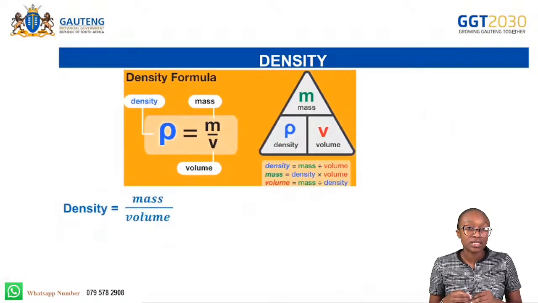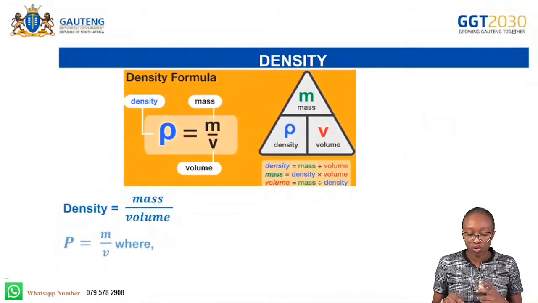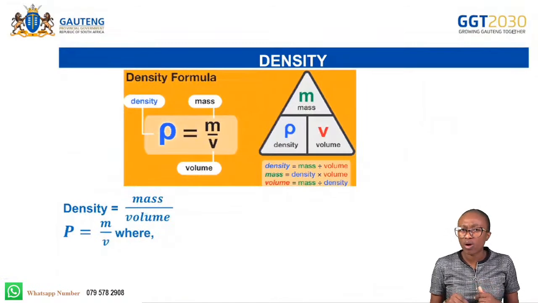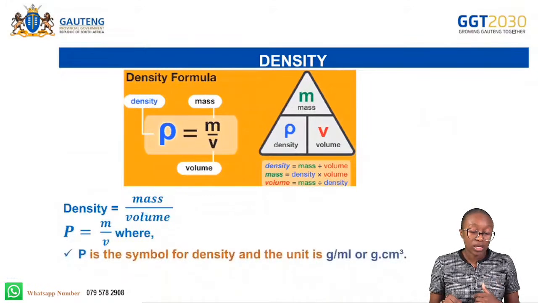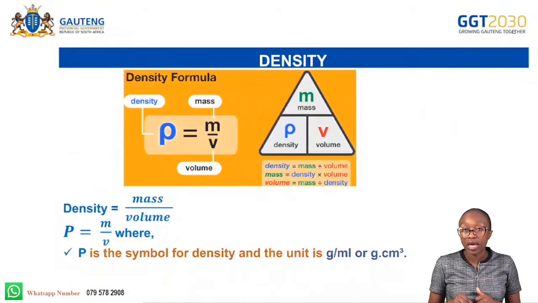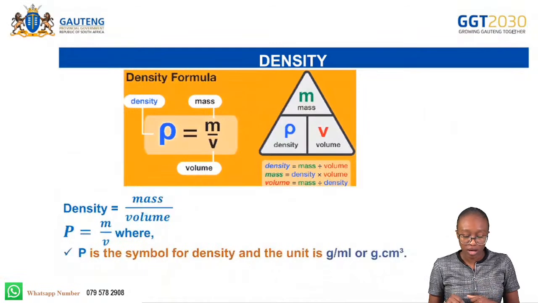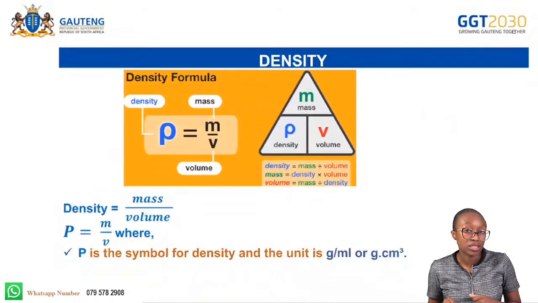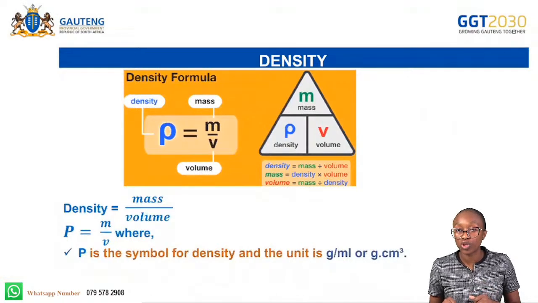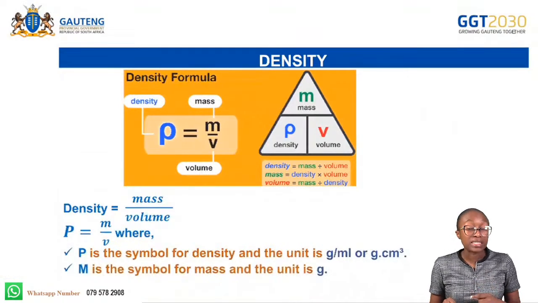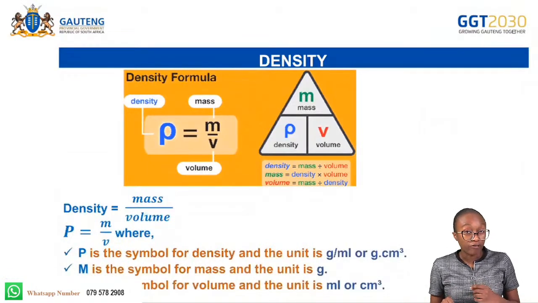Okay, now this is the formula for density. We said density is mass divided by volume. So what does it mean, and where does what go? In short, we can write it as ρ is equal to M over V. What does the ρ stand for? It stands for density. It is the symbol for density, where the unit is grams per milliliter or grams per cubic centimeter. M is the symbol for mass, where the unit is grams. And then V is the symbol for volume, where the unit is milliliters or cubic centimeters.